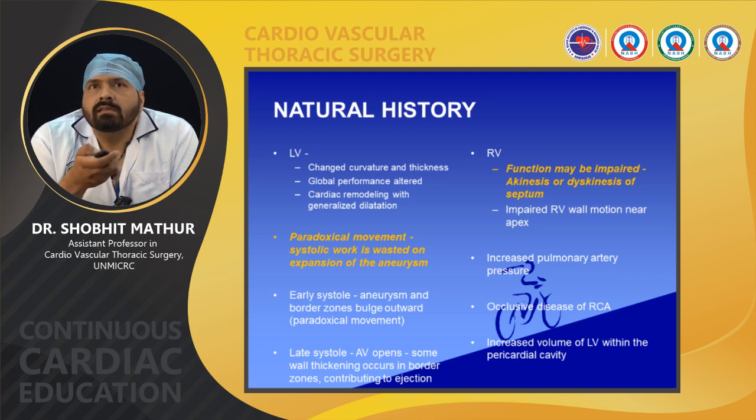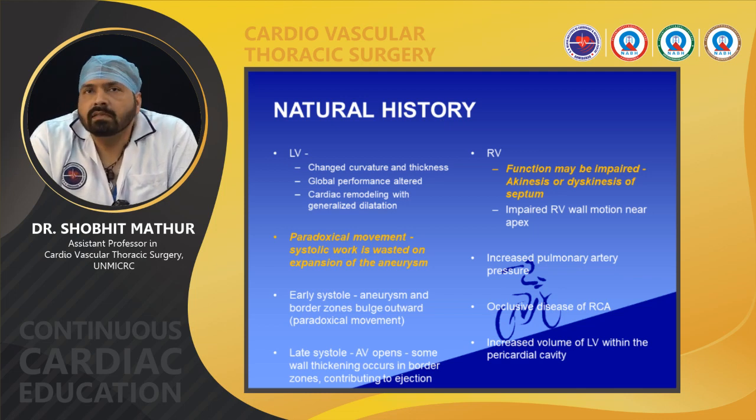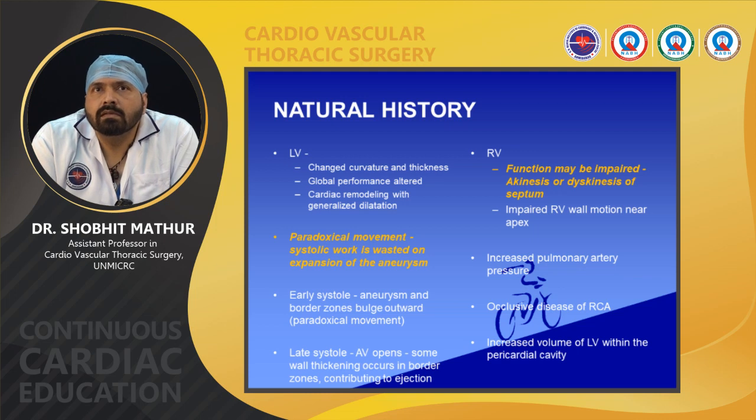What happens to the RV is that its function may be impaired due to akinesia and dyskinesia of the septum. The LAD is also the vessel that supplies the septum through its septals. So if the septum gets thin or its function deteriorates, then definitely the RV function will also start deteriorating. Secondly, due to MR, we can have increased pulmonary artery pressures, and occlusive disease of the RCA in multivessel CAD can be there. So basically, both the LV and RV functions start deteriorating.